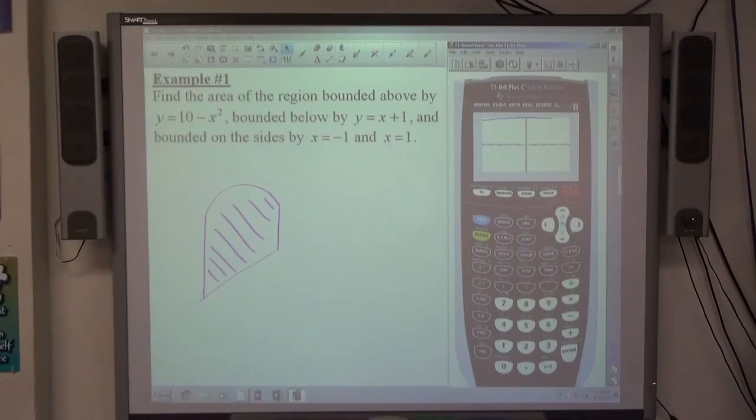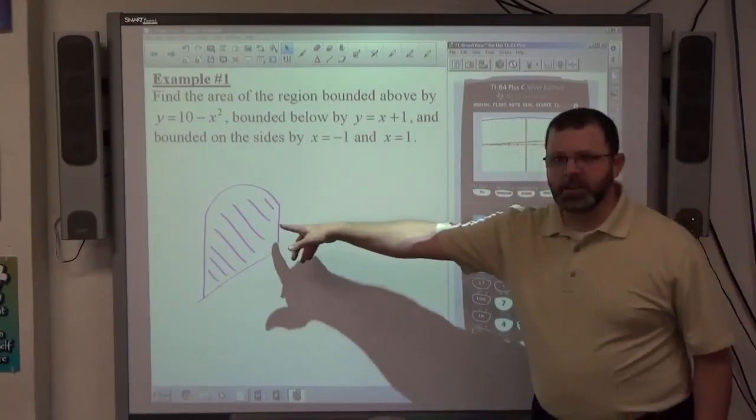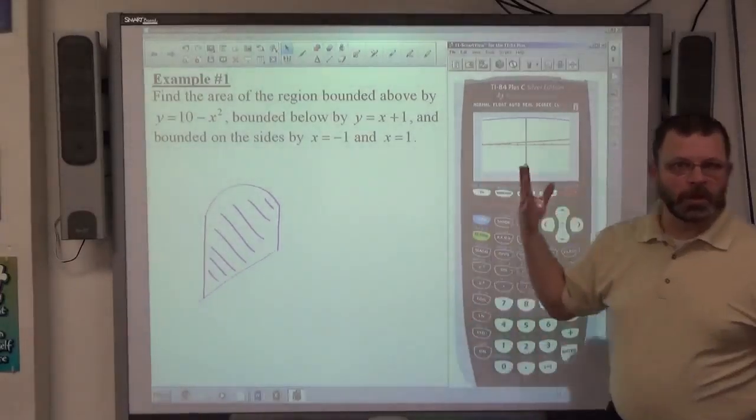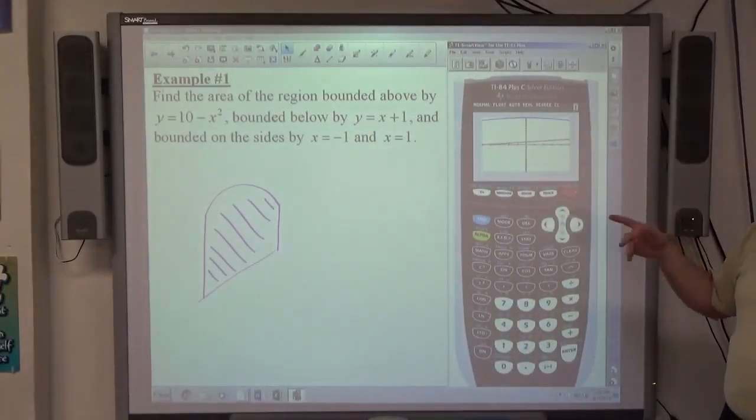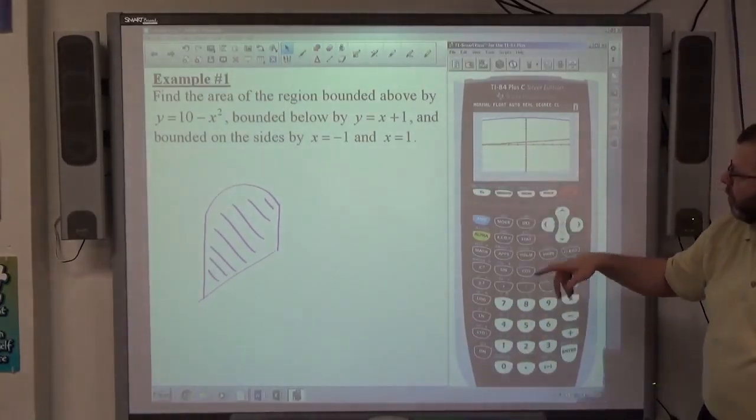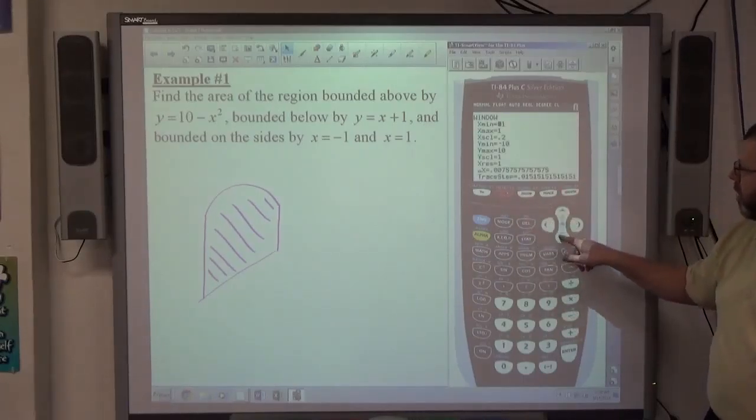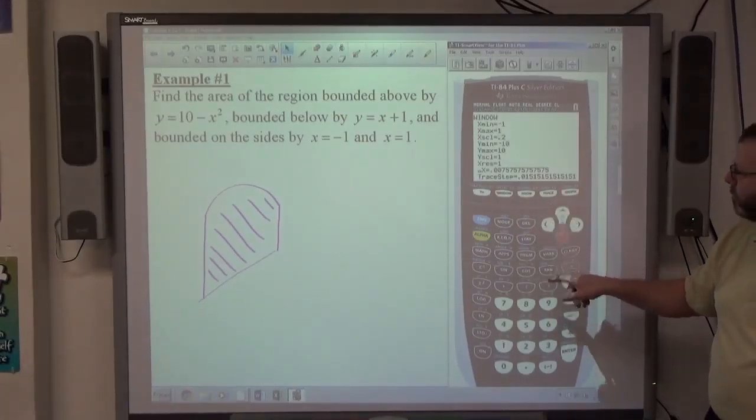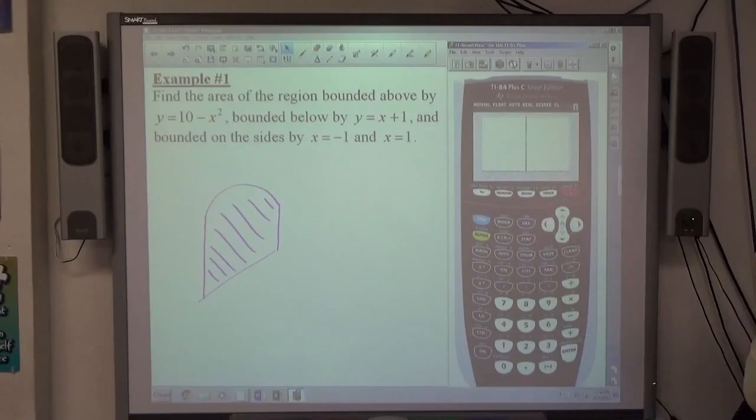Yeah, the blue graph represents the top. The red graph represents the bottom. It doesn't look exactly the same because of the scaling, but it has that idea. It looks like it doesn't get below 0, so if I go back to my window, maybe go y min 0.